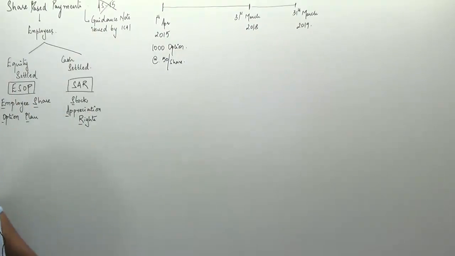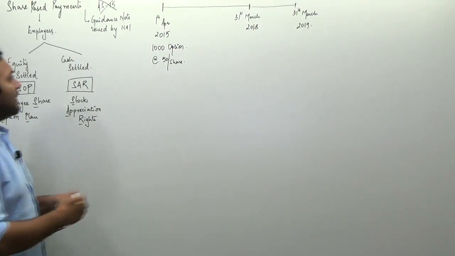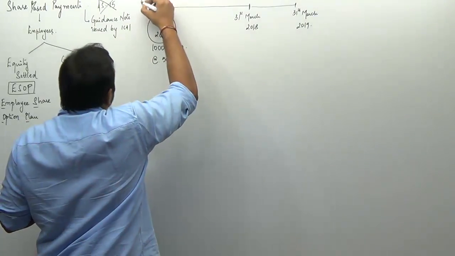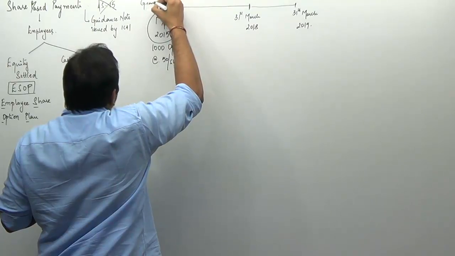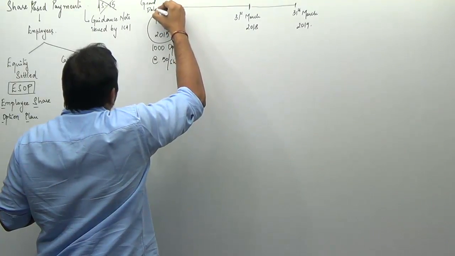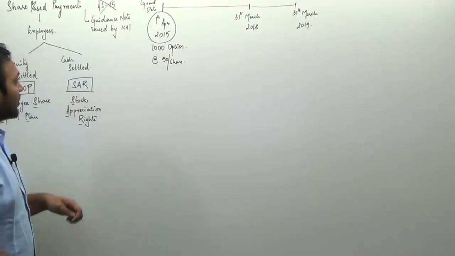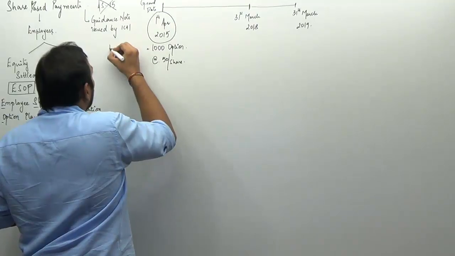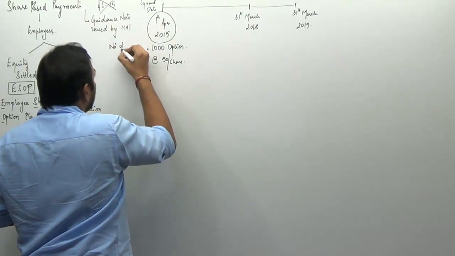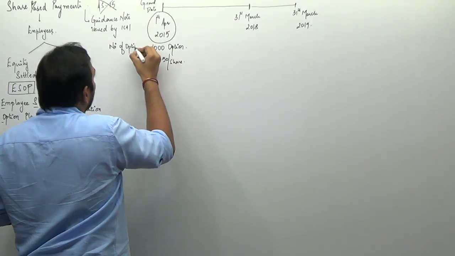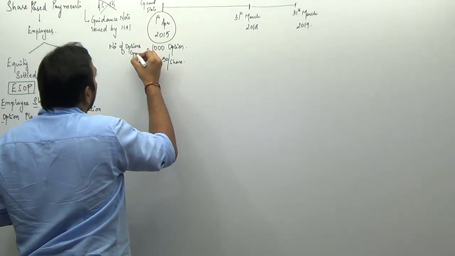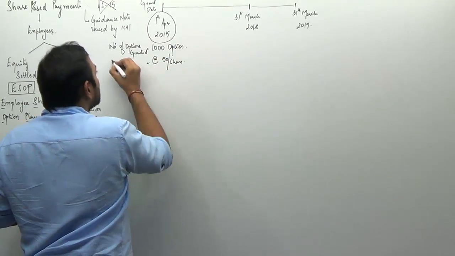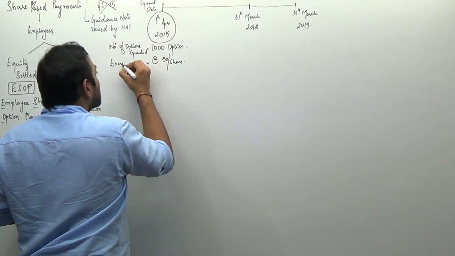Got it? Now, going by this scheme, this day, 1st April 2015, is called the grant date. These 1000 options are called the number of options granted, and this 50 rupees is called the exercise price.